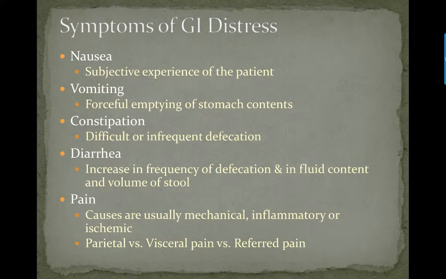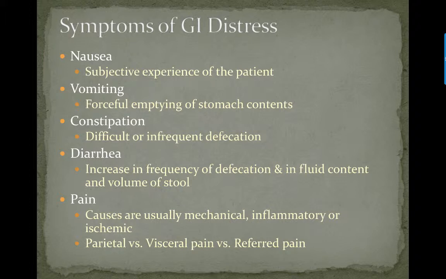People tend to describe abdominal pain in a variety of ways. If you have mechanical, inflammatory, ischemic, sometimes they'll say it's sharp, it's colicky, it's crampy, it's dull. So again, quantifying and asking patients when you're evaluating pain what the pain feels like can sometimes clue us into what's happening in the intestines.